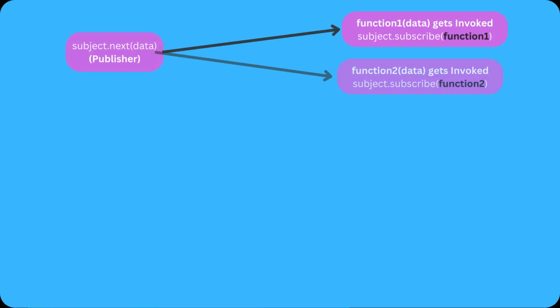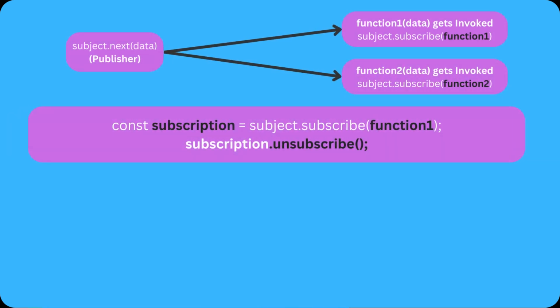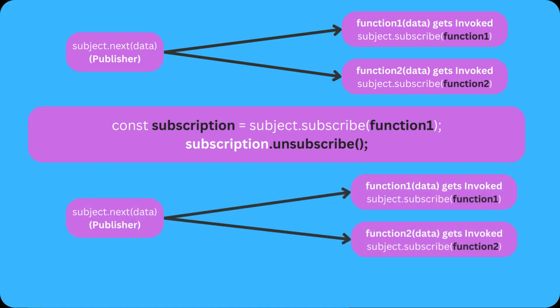The third part is that the subscribe method also returns a subscription, and you can unsubscribe from that particular subscription using the unsubscribe method. And once that is done, the function that you passed never gets called again whenever you push in next data. Let's create our replica of it.